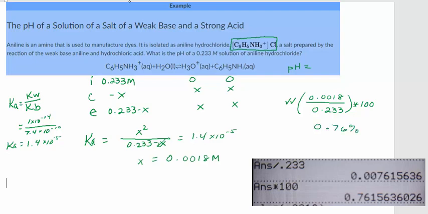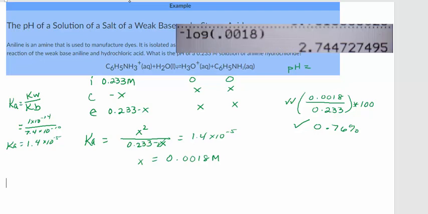So this x value here is equal to the hydronium ion concentration. So the pH, remember the pH is the negative log of that hydronium ion concentration. So I have a negative log of 0.0018, and I get a pH of 2.74.